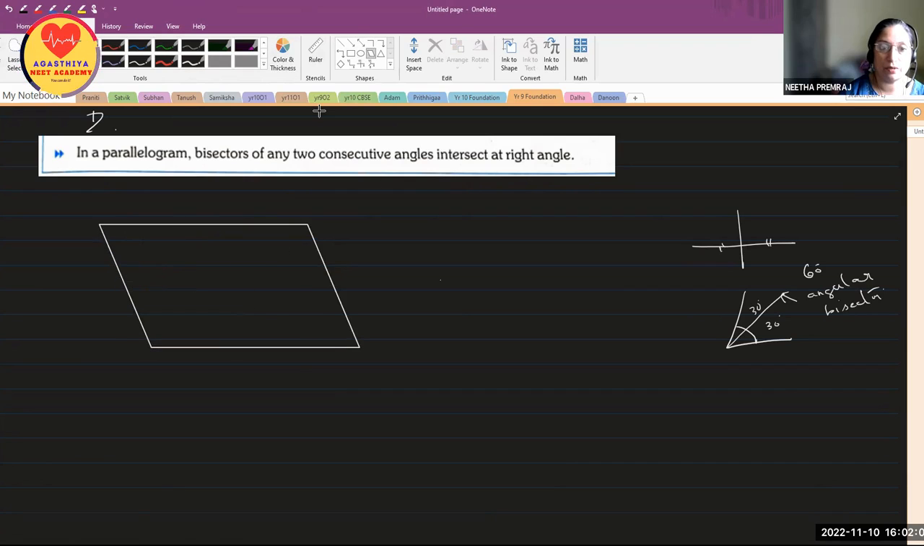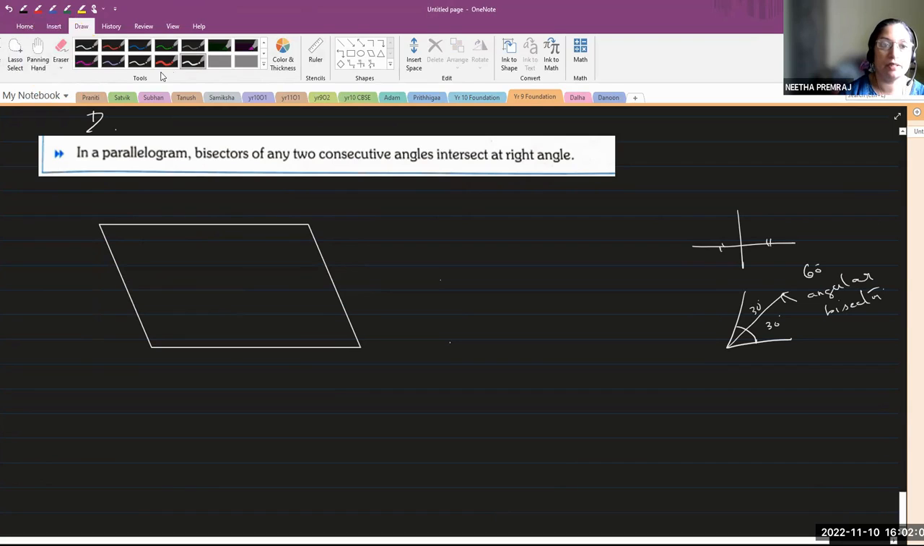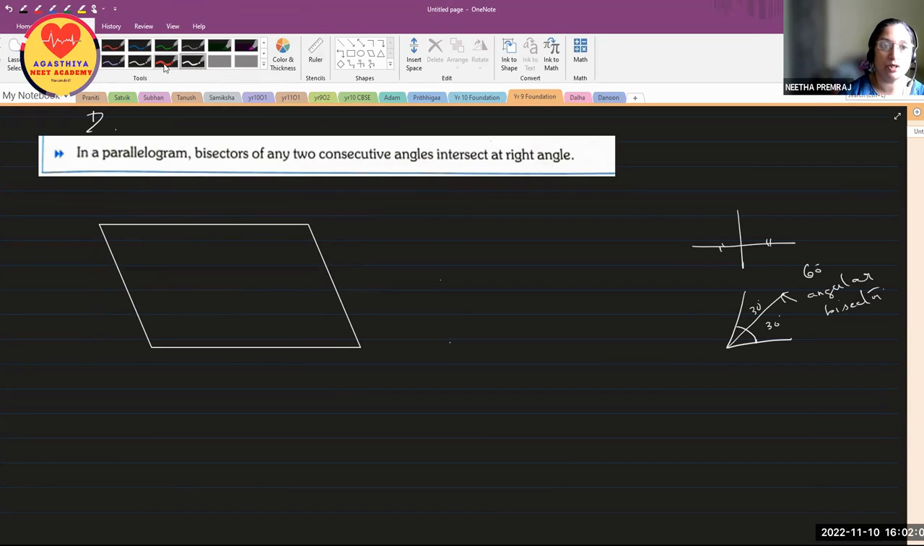There is a parallelogram. It's given that it's a parallelogram. According to this sum, the bisectors of any two consecutive angles. So what does it mean? Any two, see, these two are consecutive, and these two are consecutive.